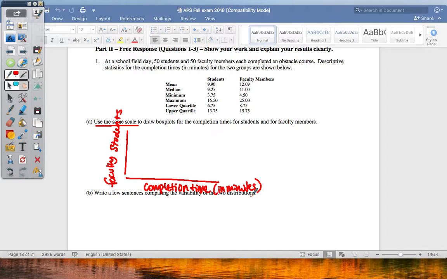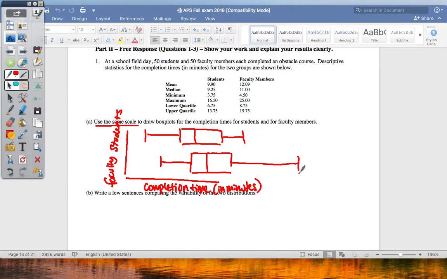So as I look at this, I'm just throwing this out here. The students one was somewhere, and I'm throwing an estimate out there, a little bit shorter. Whereas the faculty moved a little bit towards the right-hand side, okay? Something like this. So then it asks, write a few sentences comparing the variability. Well, this is where we're going to use stocks on this, okay?